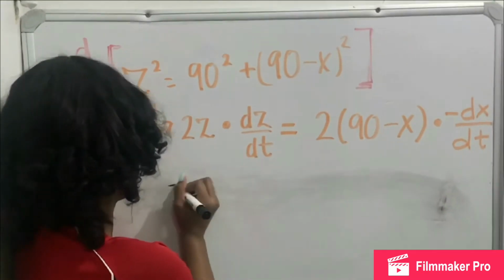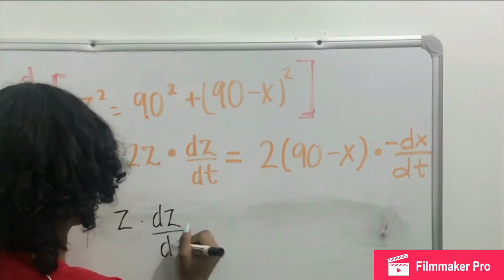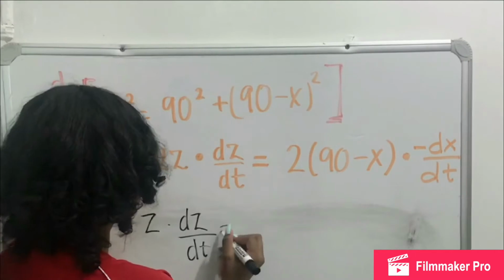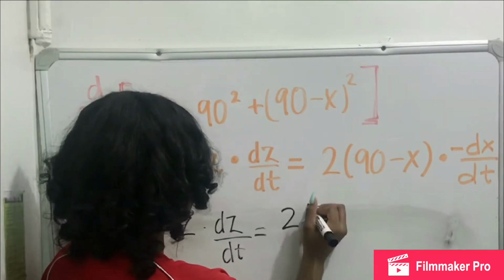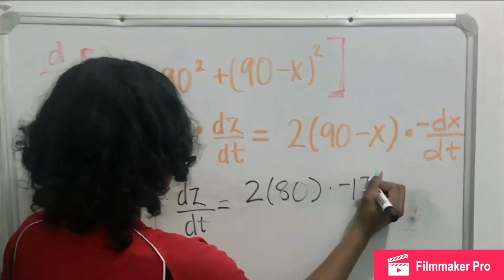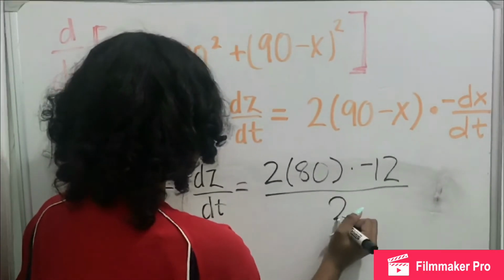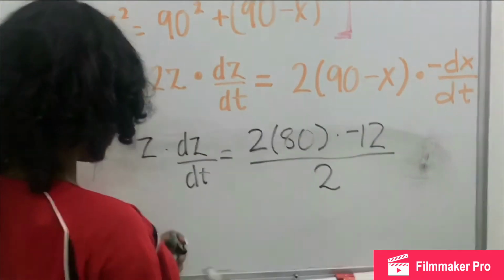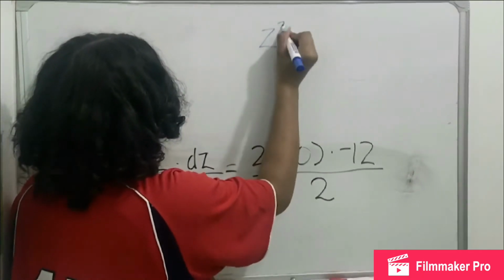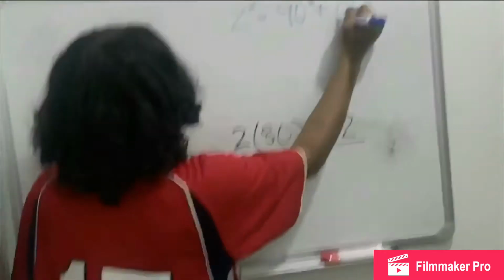I moved the 2 from the left to the right side of the equation. I substituted 90 minus x, actually 80, because that's the distance between the runner and first base. And I substituted that dx/dt is 12, negative 12 because of the negative. Now I have s and ds/dt to solve for, but ds/dt comes at the end. ds/dt is basically the answer.